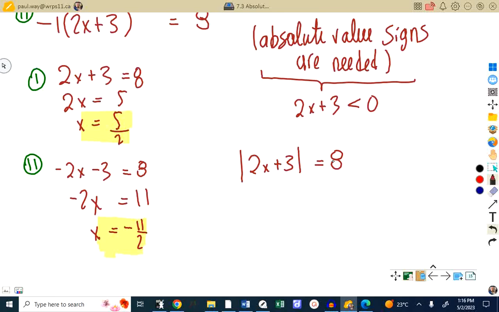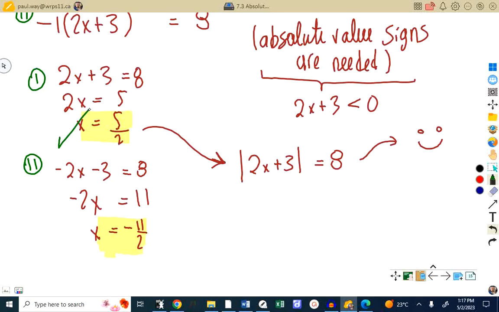I think so. 2 times 5 halves is 5. 5 plus 3 is 8. The absolute value of 8 is 8. So this has the proper outcome, which means x equals 5 halves is in fact a solution.